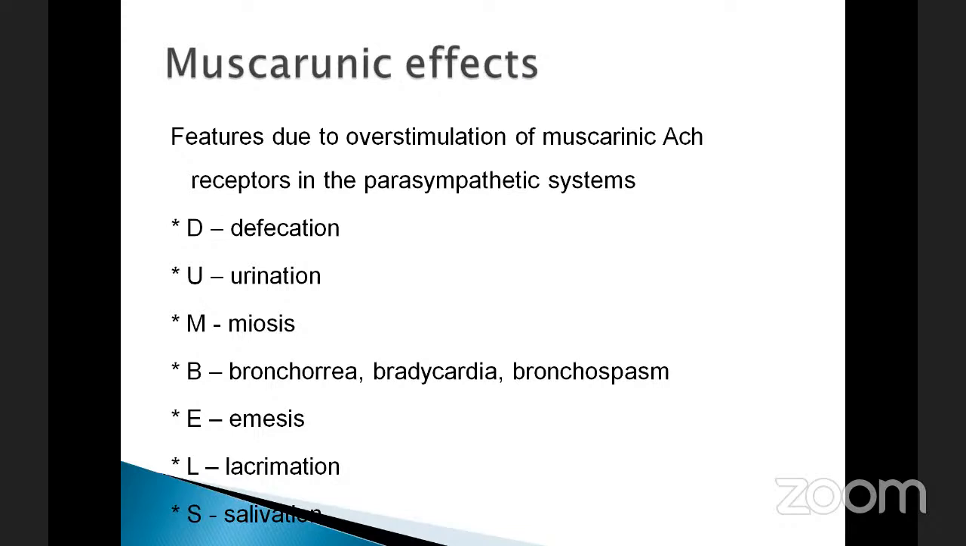Coming to muscarinic, these features are due to overstimulation of muscarinic receptors in the parasympathetic system. This can be easily remembered with the mnemonic DUMBBELS: defecation, urination, miosis, bronchorrhea, bradycardia, bronchospasm, emesis, lacrimation, and salivation.